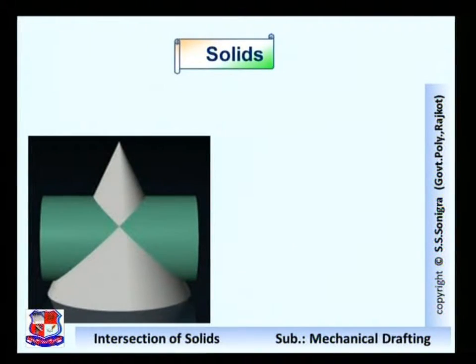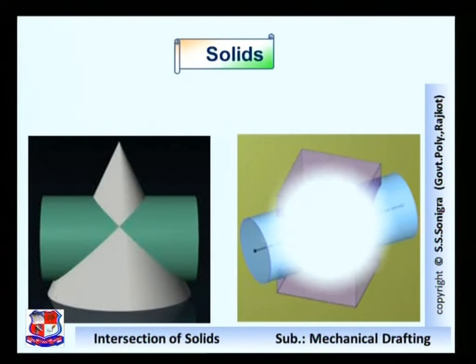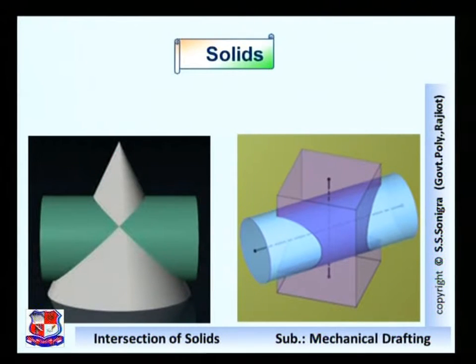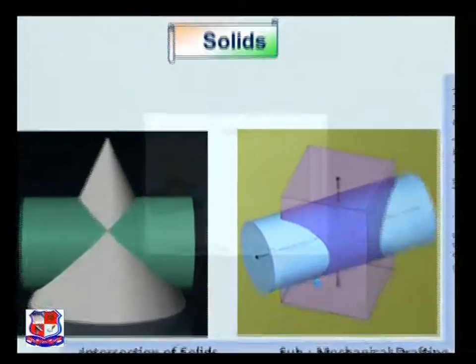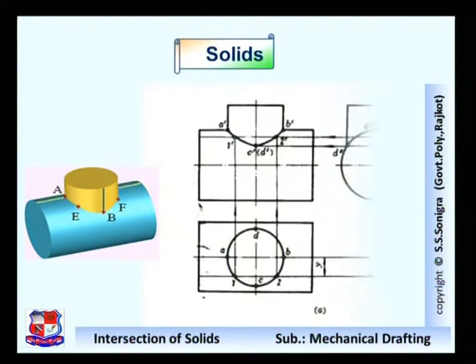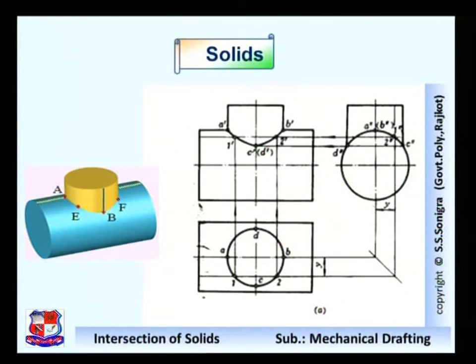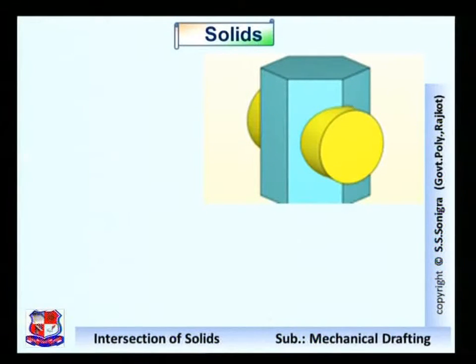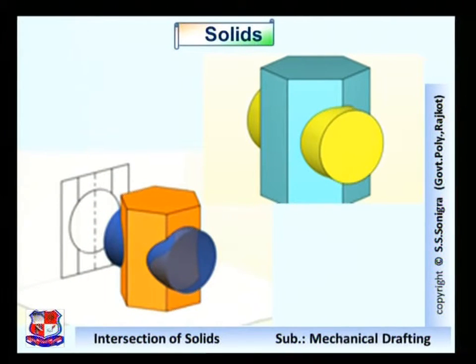This is one more example of intersection of cylinder and prism. A square prism and cylinder are intersecting each other, or the cylinder is intersecting the square prism, so it could be the case. This is one more case, intersection of two cylinders, and intersection of hexagonal prism and cylinder. This is hexagonal prism and cylinder, and this would be its front view or side view, depending upon the viewing side.